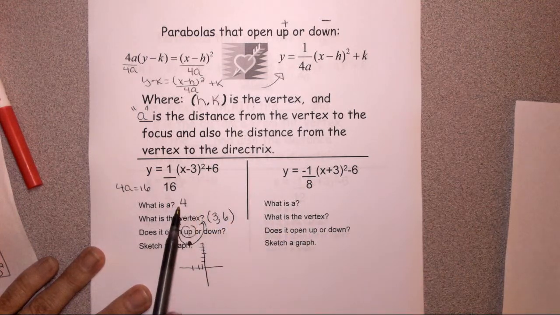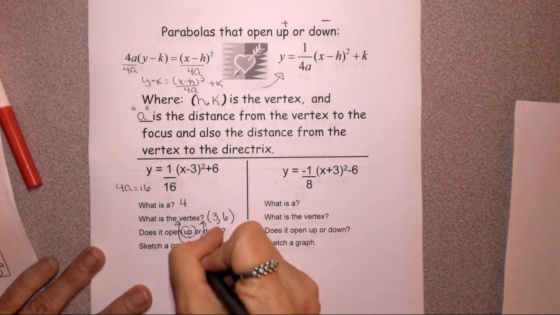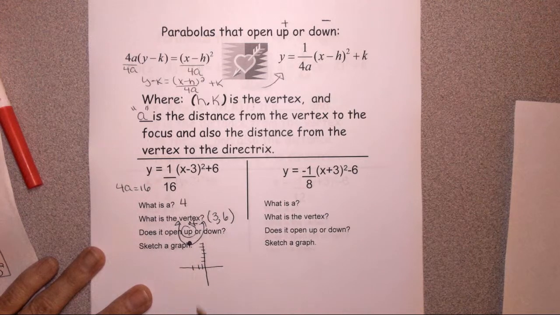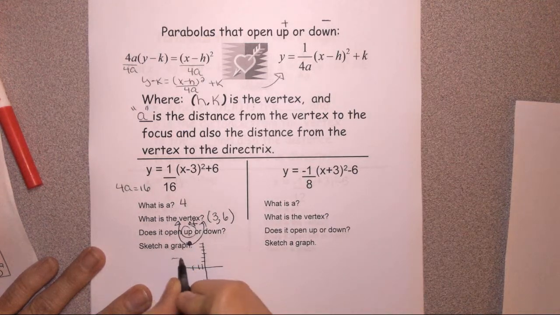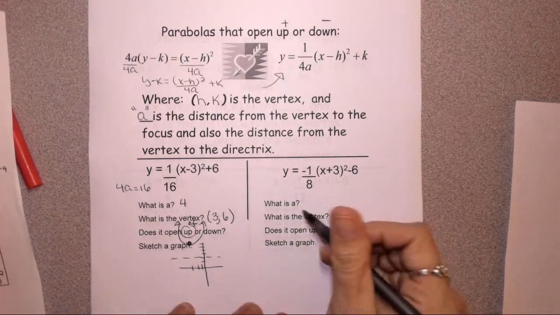Your focus will be a distance of 4, and your focus is always inside, so I would go up 4. And your directrix is always outside the parabola, so I would go down 4. 1, 2, 3, 4, and I would draw a horizontal line. That's my directrix. Okay, so let's go do it again one more time.